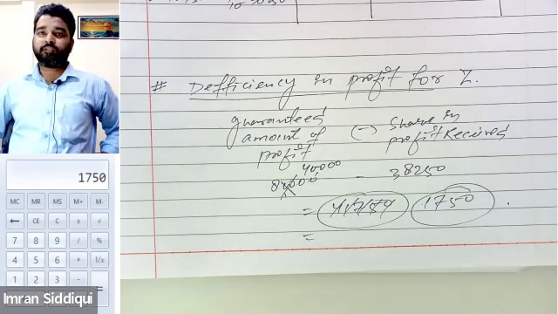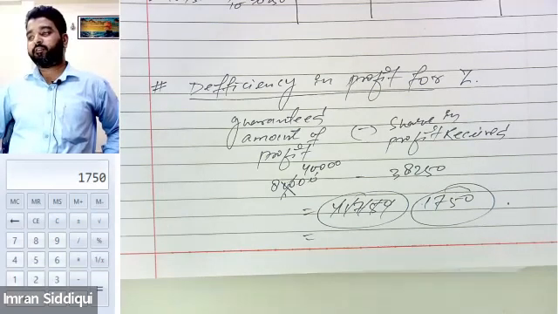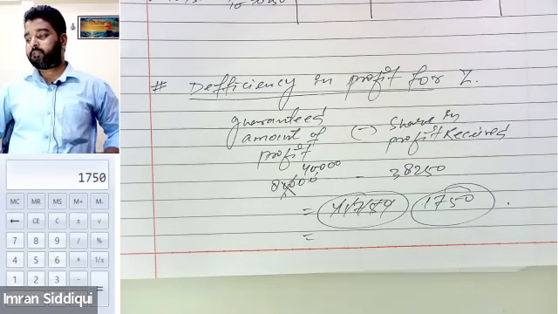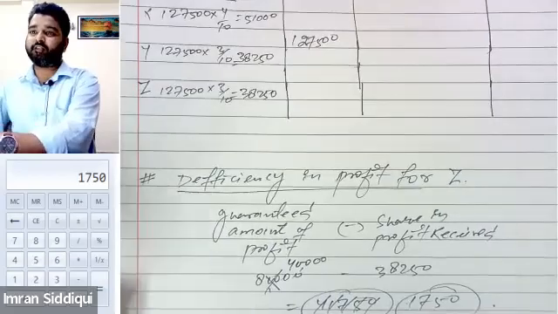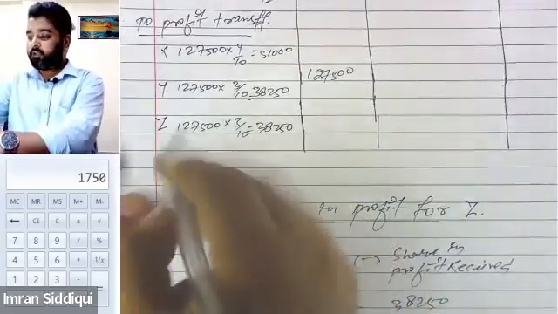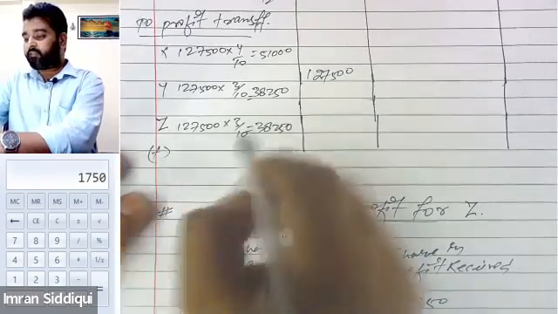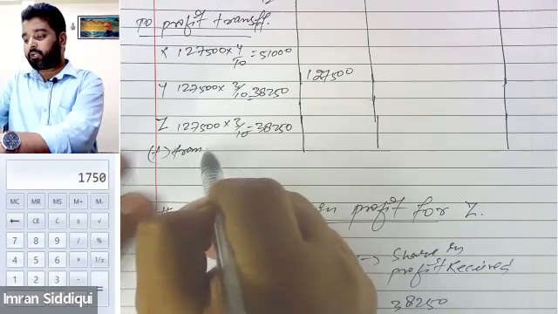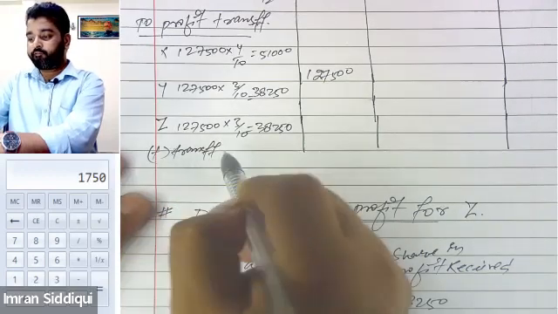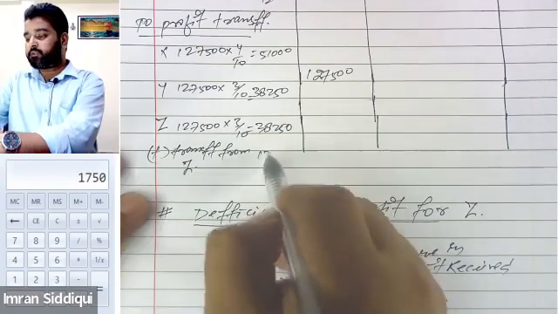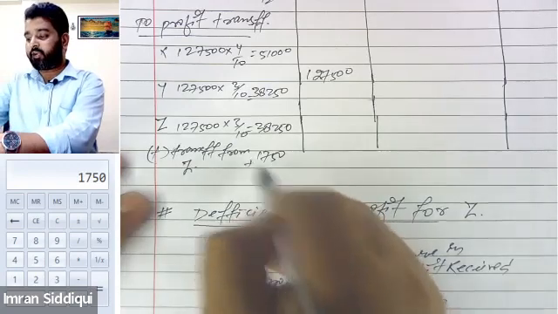Okay. Now tell me, guys, who is going to bear this deficiency? 1,750 will be borne by partner X or Y? Only X. Why X? Because X has given the guarantee. Correct. So we will simply add 1,750 and write down transferred from X's capital account 1,750. So we will add 1,750 here.